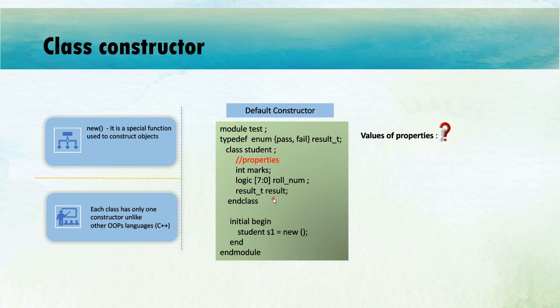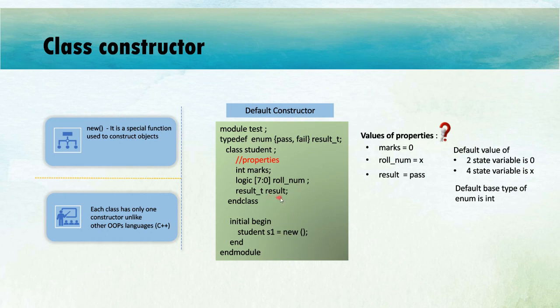And this default constructor initializes the properties to their default values. Now let's see what will be the values of these properties when we call this new function. Since marks is of data type int, it will be initialized to value 0, since int is a two-state variable and the default value of a two-state variable is 0. Roll number will be initialized to x, since it is of data type logic, and logic is a four-state variable whose default value is x. Now if we talk about the enum, which is result, with what value will result be initialized? In System Verilog, the default base type of enum is int, and since int is a two-state variable, result will be initialized to 0, and 0 here means the value pass. So result will be initialized to value pass.